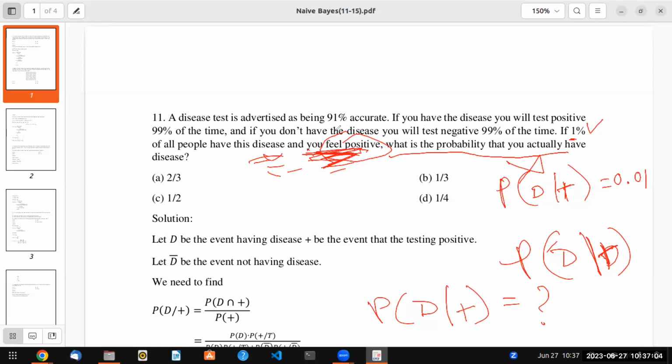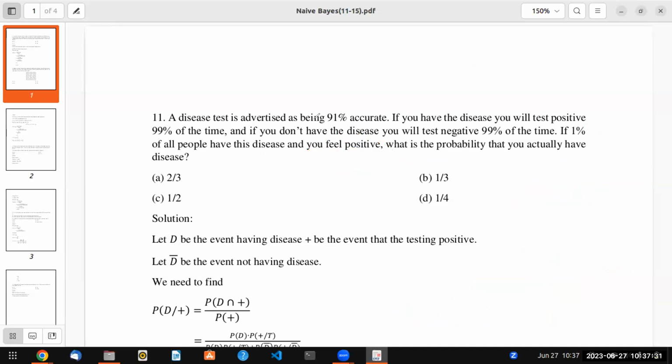Okay. That means on the right-hand side of the bar, you have to write that you are positive. So this evidence is given to you. You feel positive. That means you are sure you have a positive result. Now, what is the probability that you have the disease? That means what they're asking. Probability of having the disease even if you are positive. This is the answer they are looking for. Now tell me how to write the formula here.